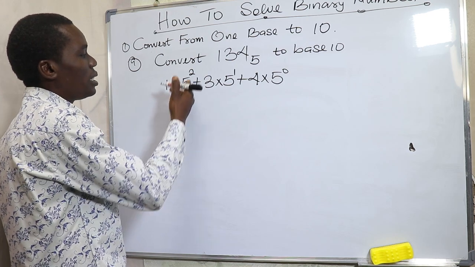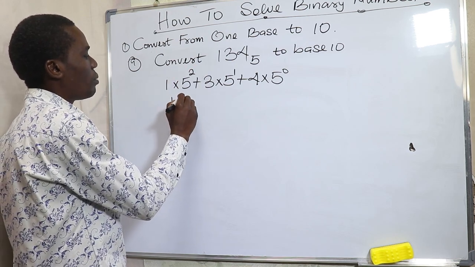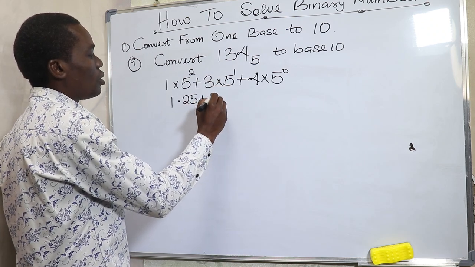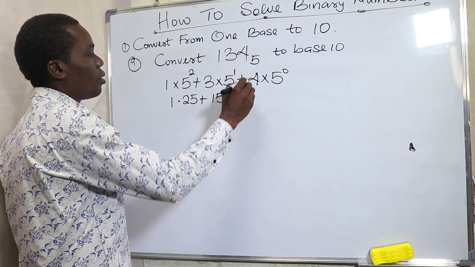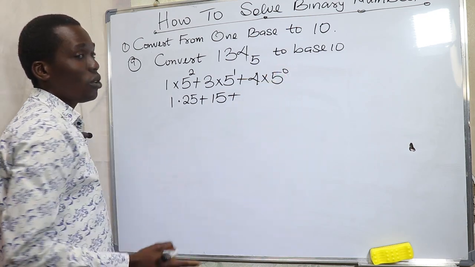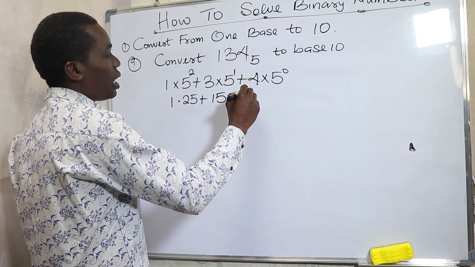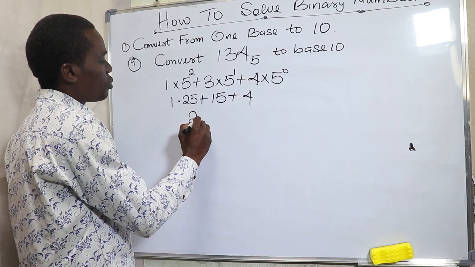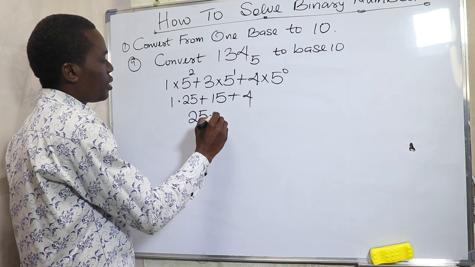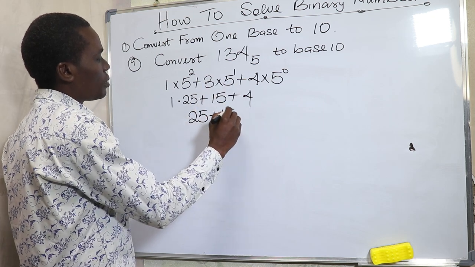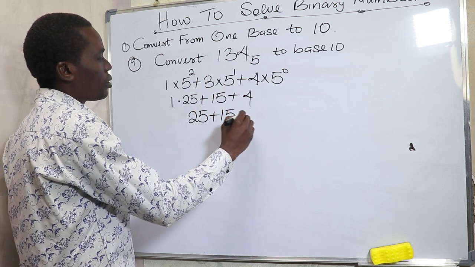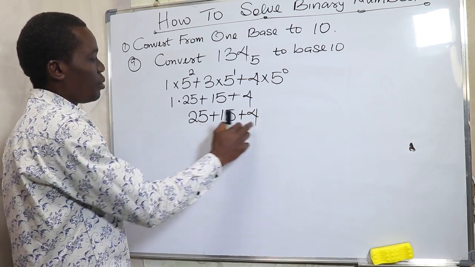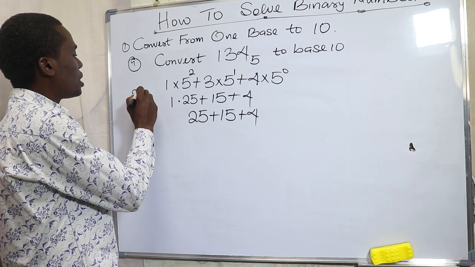So if I multiply this, 5 squared is going to give me 1 multiplied by 25, plus 3 times 5 is going to give me 15, plus 4 times 5 to the power of 0, which is 1, and that will give me 4, right? If I add this, 25 plus 15, plus 4, so this is going to give me 29.